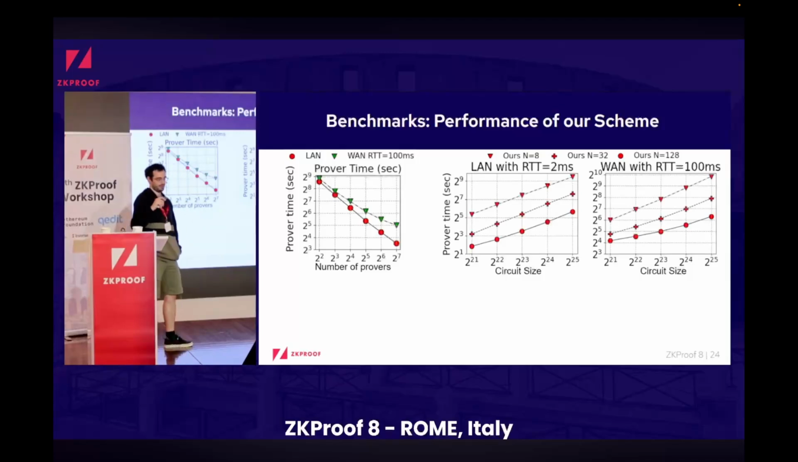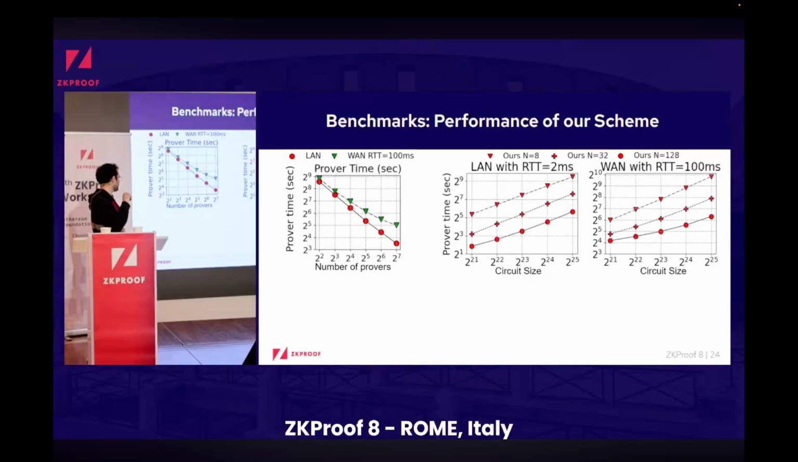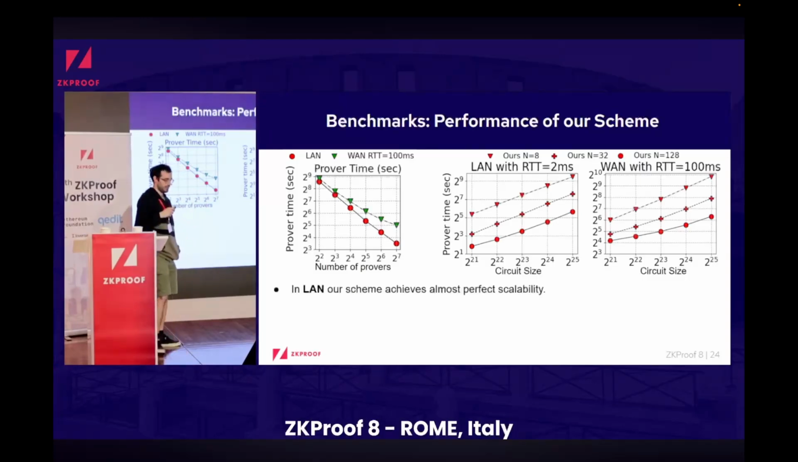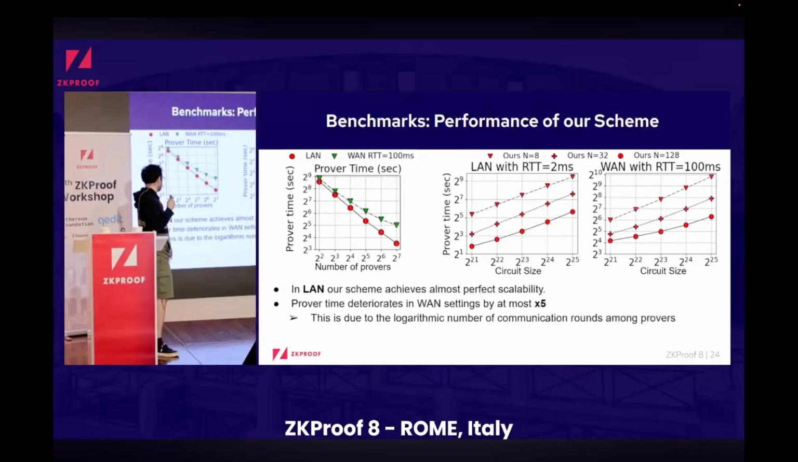Let's start by benchmarking only, first of all, our scheme. From left to right, we have the prover time with an increasing number of provers, and on the right, we have the prover time with increasing circuit size for the two network settings. And as you can see, in our LAN setting, our scheme achieves almost perfect scalability. Now, it becomes slower in the WAN setting, by at most 5 times, and that's because of the logarithmically many rounds of communication between the provers.